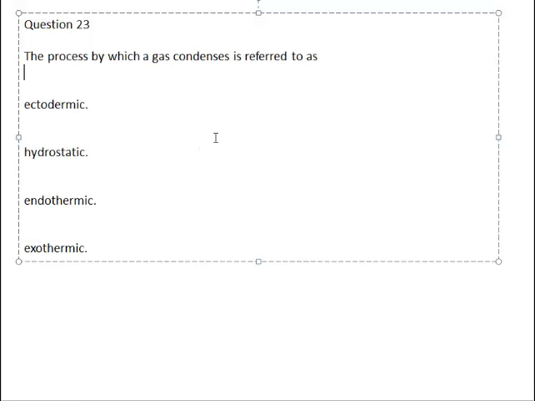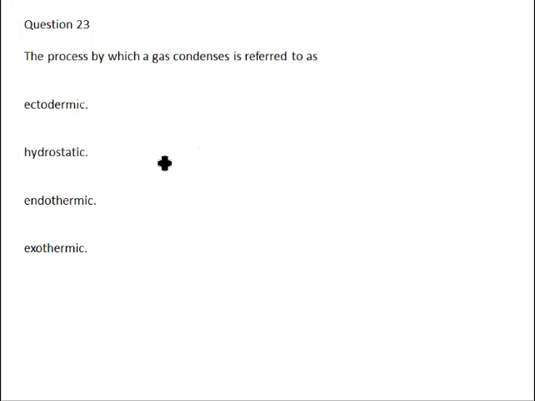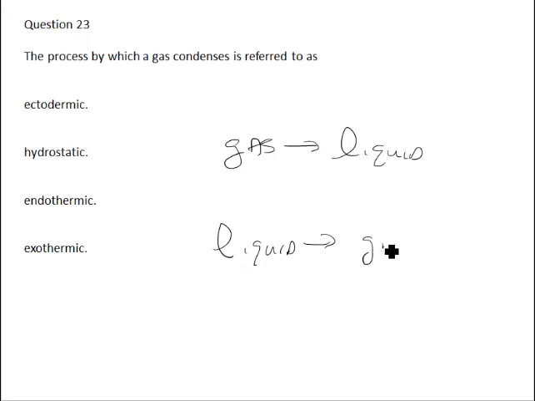Question 23 is a very straightforward question. The process by which gas condenses is referred to. So I've got a gas that will become a liquid. It's condensing. That's the opposite of when we take a liquid and turn it into a gas. Now just think of water on a stove. If you've got liquid water and you want to turn it into gas, you have to raise the temperature, so you have to add heat, right? You have to add, that would be an exothermic. That's going in the other direction.